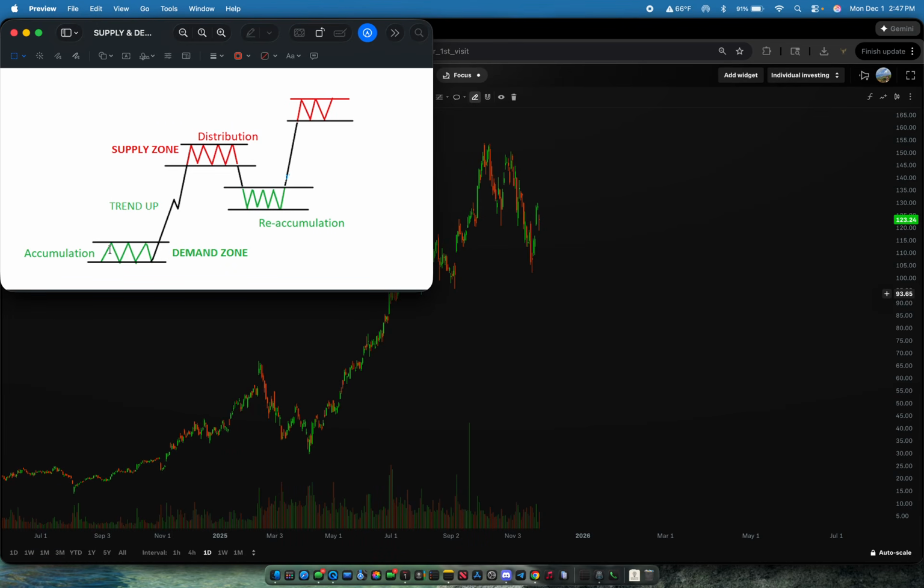The demand zone is basically where discounts will be. This is where short covering will be. This is where long buyers will be. This is basically the bull zone right here, and this is the bear zone. And they really do help people identify where to sell and where to buy based on a zone.